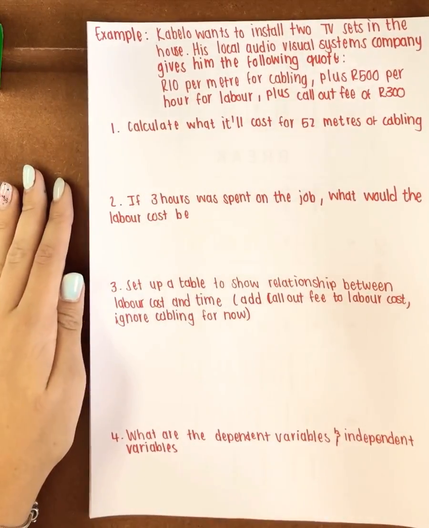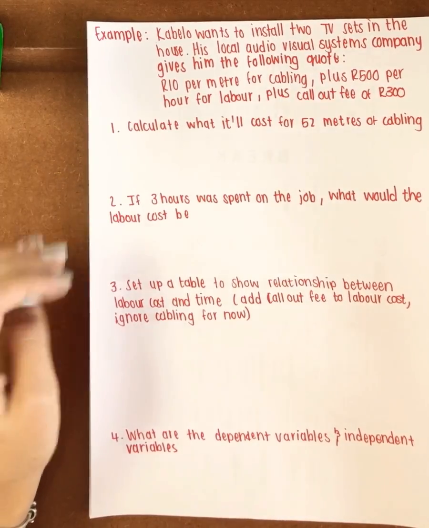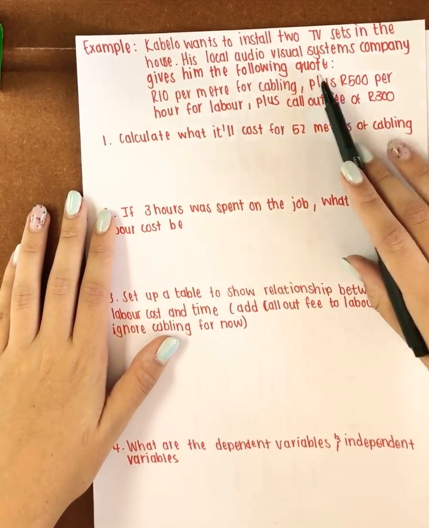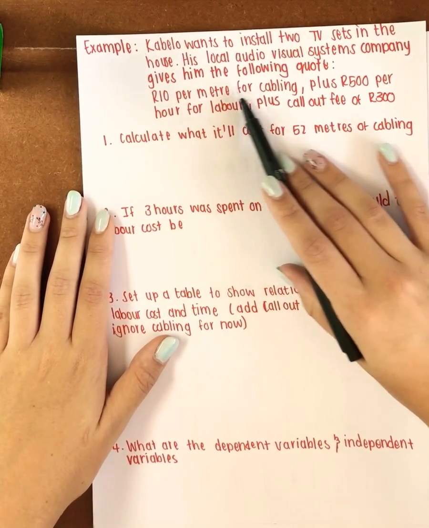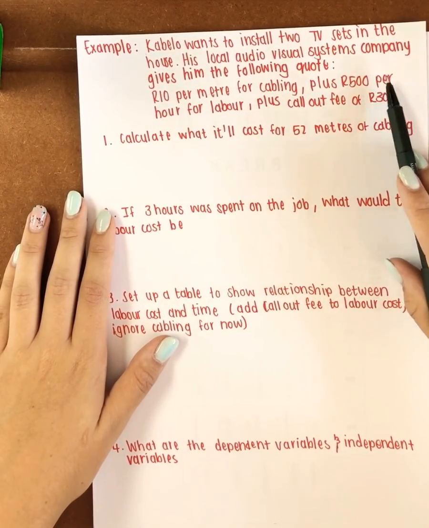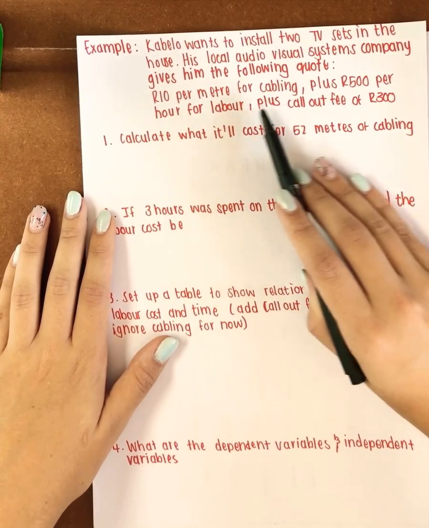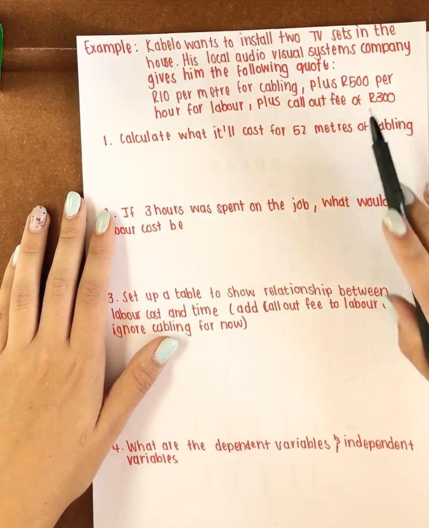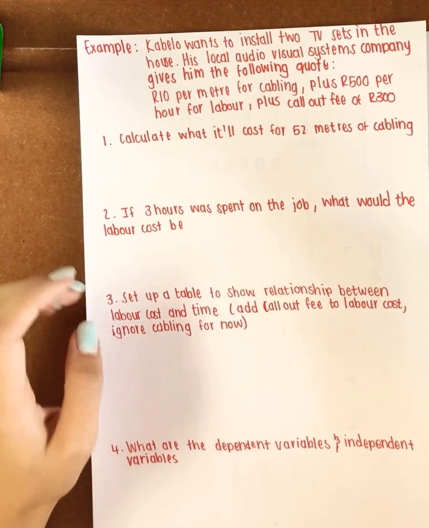So Cabello wants to install 2 TV sets in the house. His local audio-visual systems company gives him the following quote: 10 Rand per meter for cabling, plus 500 Rand per hour for labor, plus a call-out fee of 300 Rand. Okay, so this seems like a lot, but let's just take it question by question.